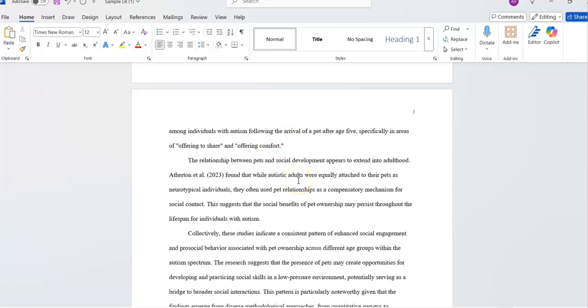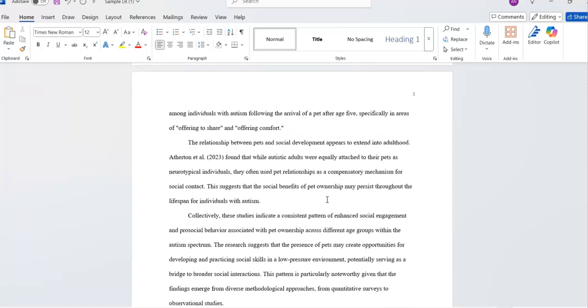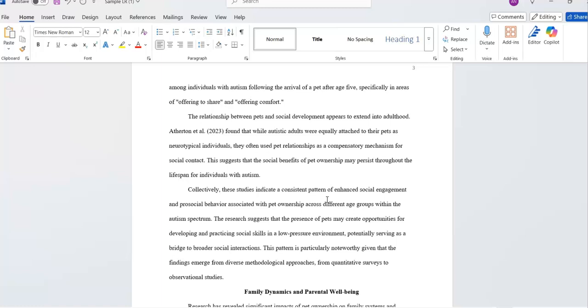Atherton et al., 2023, found that while autistic adults were equally attached to their pets as neurotypical individuals, they often used pet relationships as a compensatory mechanism for social contact. This suggests that the social benefits of pet ownership may persist throughout the lifespan for individuals with autism.